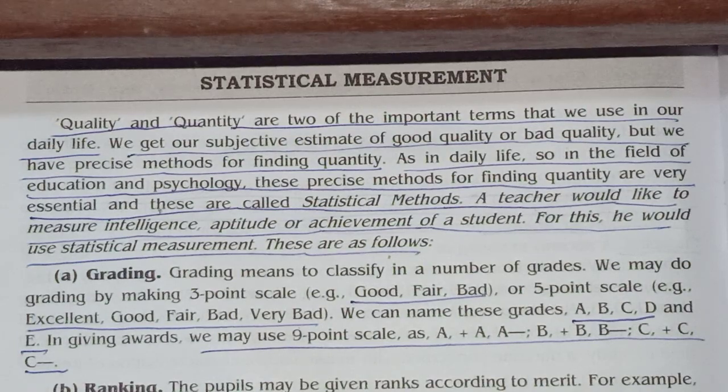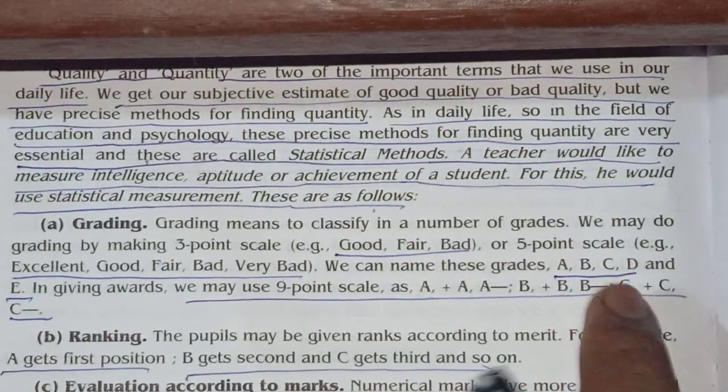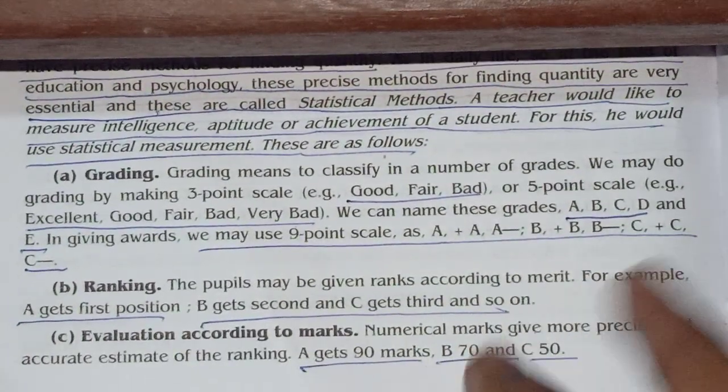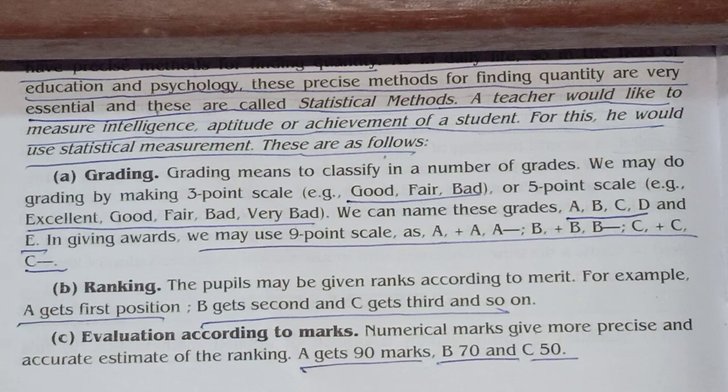So these are grading systems, grading students as good, fair, bad, or excellent grade, good grade, fair grade, bad grade, very bad grade. This is a statistical measurement system. The second measurement system in statistics is ranking. How is a teacher going to rank? The pupils may be given ranks according to merit. For example, first position, second position, third position; like this, ranking goes.